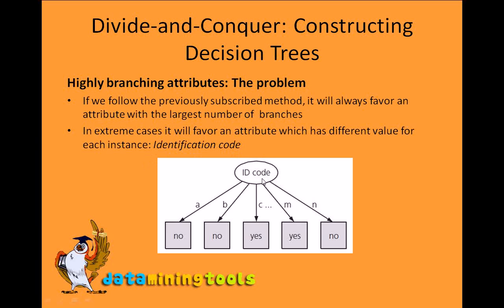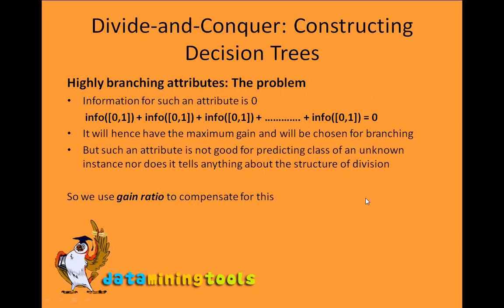So just look at this diagram below. Here, as you can see, for each value of this attribute ID code, A, B, C till N, we have a different branch. So for each instance we have a different attribute value, and therefore each leaf will contain just one class, and hence the information for each of these leaves will be equal to 0, and hence we have the information gain as the maximum, and therefore our previous method will go for this attribute for division.